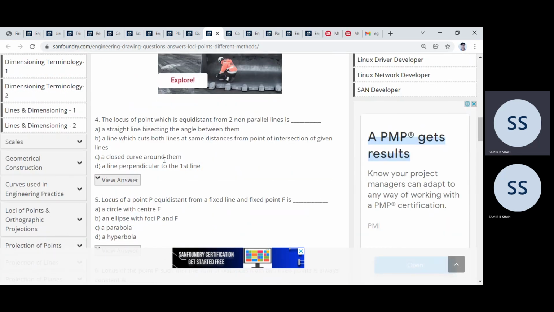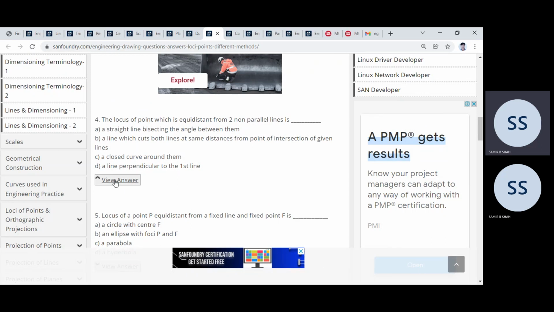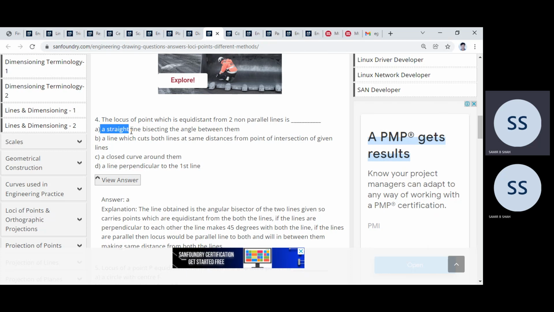The locus of a point which is equidistant from two non-parallel lines is a straight line bisecting the angle between them. Okay, it is the locus of a point equidistant from two non-parallel lines. We have to bisect it. That's it.